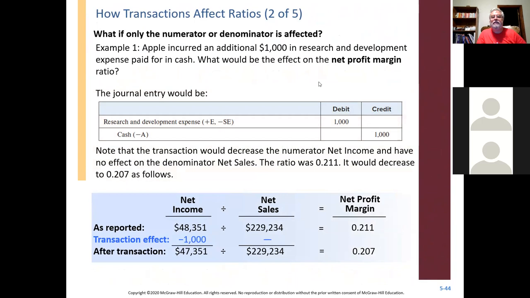Well, we know that research and development will have no effect on sales, but it'll have an effect on income. Because the R&D is an expense, it's going to reduce net income. So as you can see, this additional research and development lowers the net profit margin.